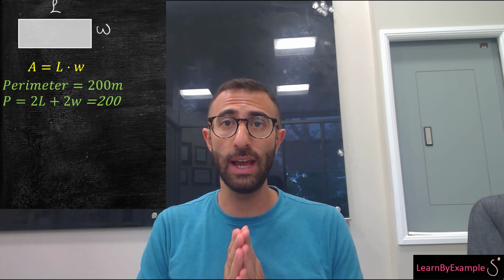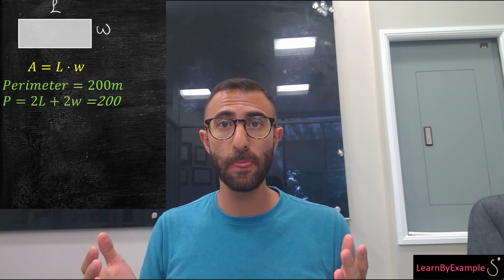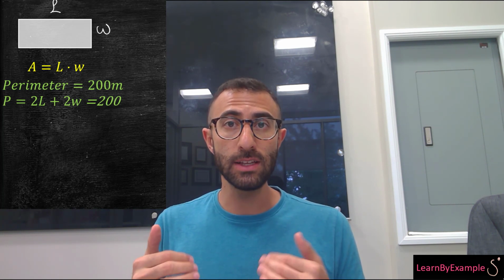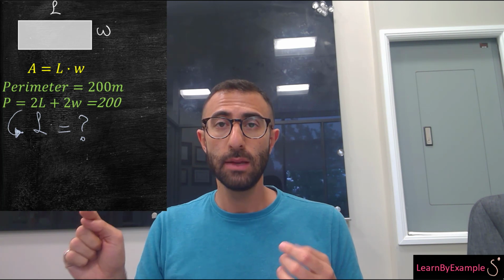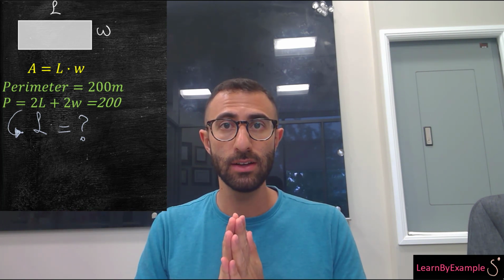So let's do that together now. So if we have 2W plus 2L is equal to 200, why don't you take a second, simplify that down, and write it in terms of W. So if you say L is equal to what? Because we're going to take that L and substitute that back into area. So we're going to pause right now.